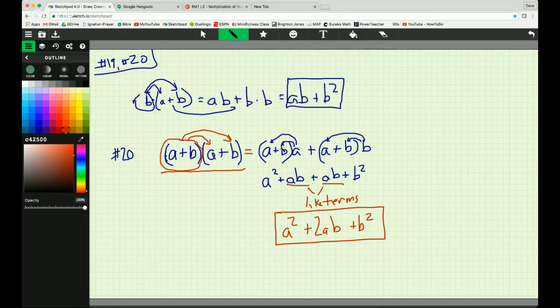And we can see that because we have to distribute once in this problem and then distribute again to get down to this second part. We end up with these four terms. And then we often have to combine like terms on the two middle terms. Often, not every time, but usually the case.